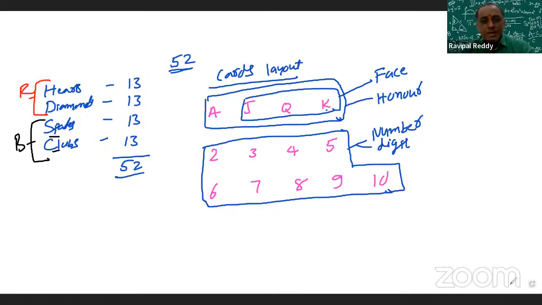So how many red kings are there? Please tell me. Red kings, 2. Because each and every suit has 1 king, and red color means heart and diamond cards. So 1 heart king and 1 diamond king, so 2 red kings. Yeah, very good. 2 red kings are there.